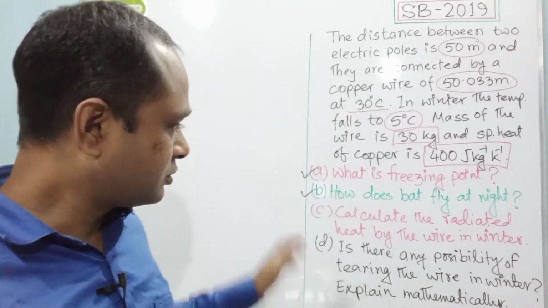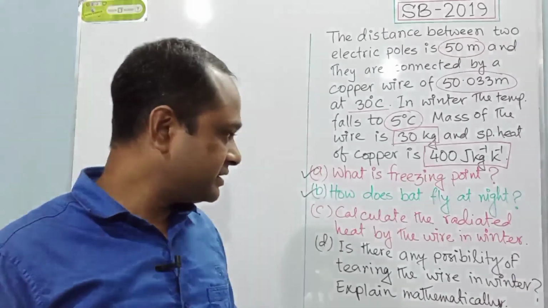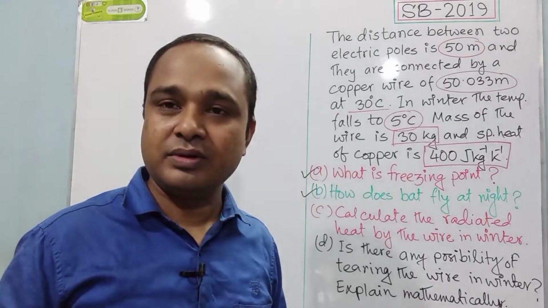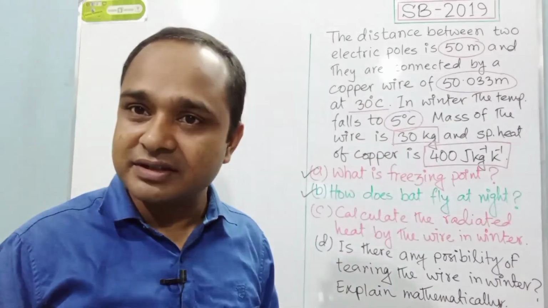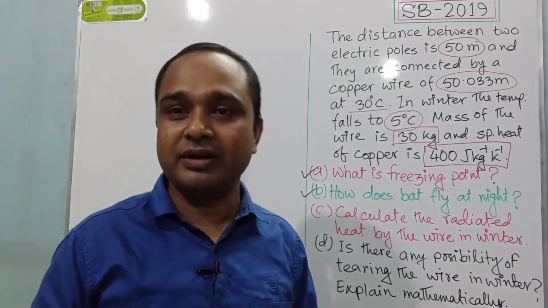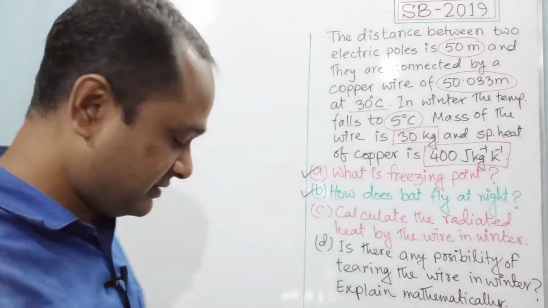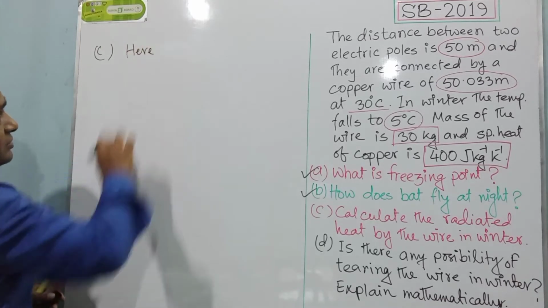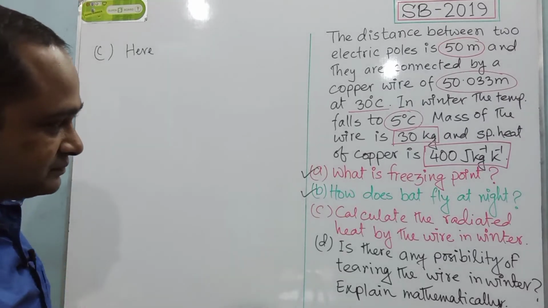Now we are going to our mathematical problems. So here we have to calculate the radiated heat by the wire in winter. In summer, the temperature of the wire was 30 degrees Celsius, but in winter the temperature falls to 5 degrees Celsius. So obviously a certain amount of heat will be radiated by the wire. So we have to calculate what is the radiated heat. To calculate this, first we have to write which information is given.